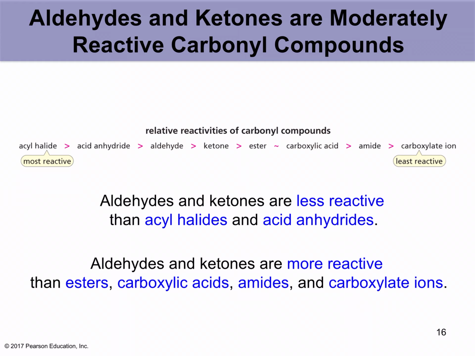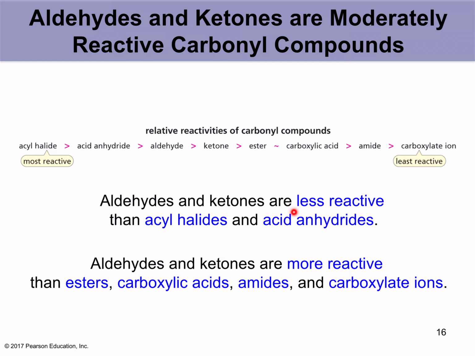And with the other carbonyl groups, we have this order of reactivity. They are moderately reactive carbonyl compounds. We just compared aldehydes and ketones, but there are other carbonyl group containing compounds like ester, carboxylic acid, amides, carboxylate ion. They are going to be less reactive compared to ketones and aldehydes, and there are two other compounds going to be more reactive than aldehydes. That's going to be acid anhydride and acyl halide. This is the most reactive one.